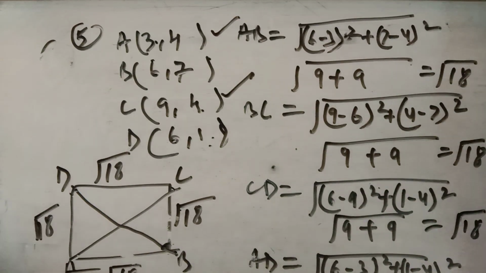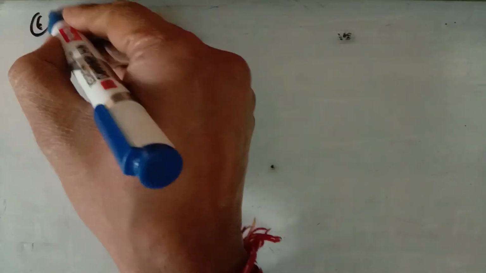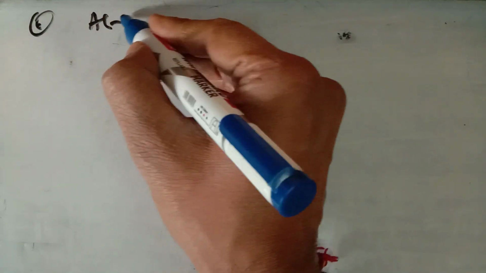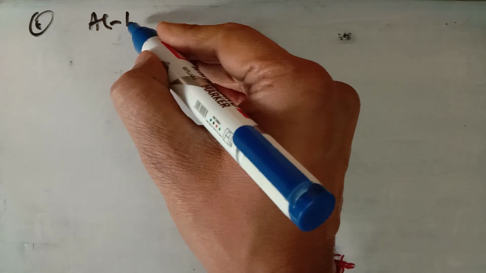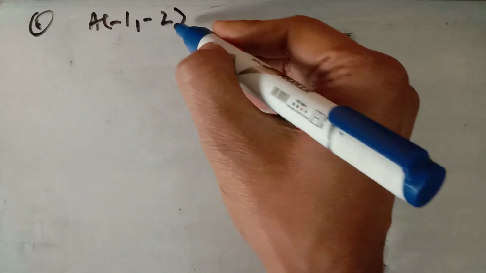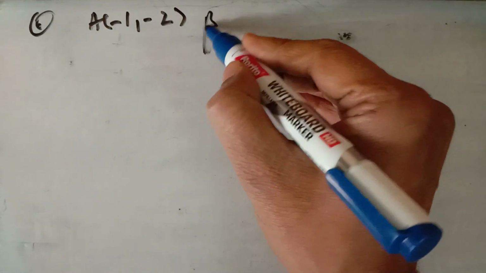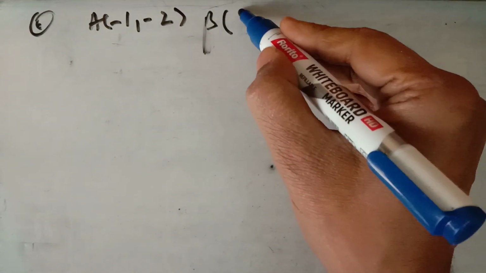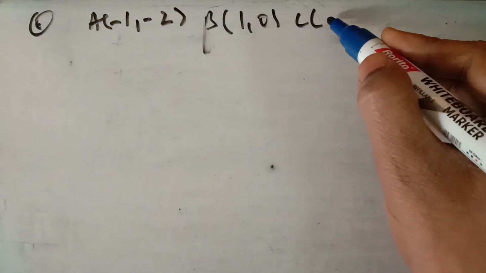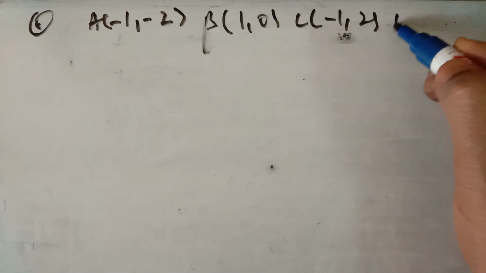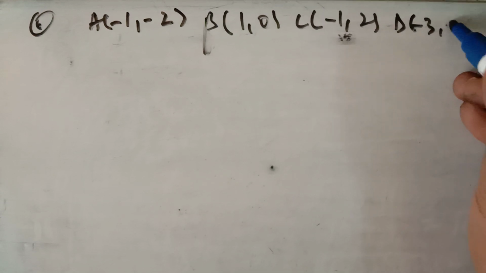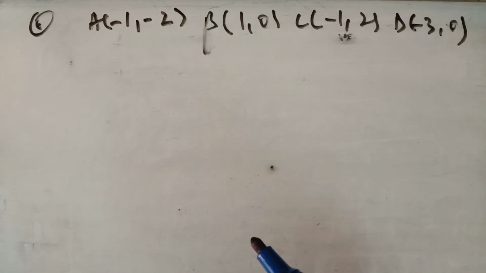This is the same thing you have to prove in question number 6, where in all the parts, if you see in the NCERT book, the coordinates of 4 points are given, and you have to find which type of quadrilateral it is forming. So in question number 6 first part, these are the coordinates of the 4 points: A is minus 1, minus 2, B is 1, 0. The coordinate of C is minus 1 and 2. The coordinate of D is minus 3, 0. You have to find what type of quadrilateral it is.